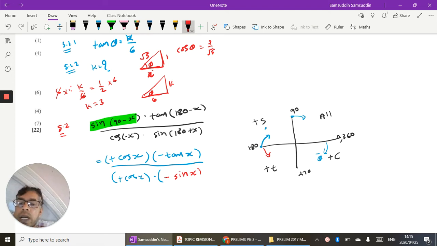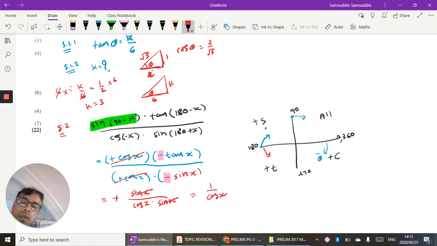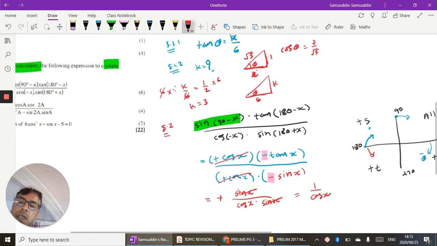Now if I have fractions, whatever I can cancel, I'll cancel. Then this negative and this negative will make my final answer positive. Tan theta, I can write it as sine x over cosine x, and denominator sine x is already there. So final answer of mine is 1 over cosine x. That's 5.2. We're done.